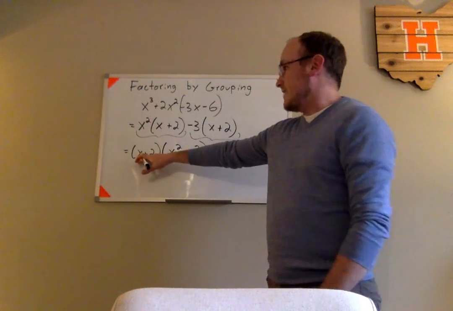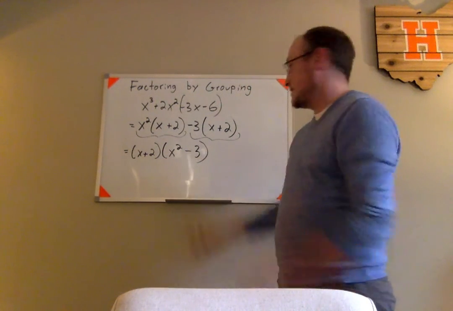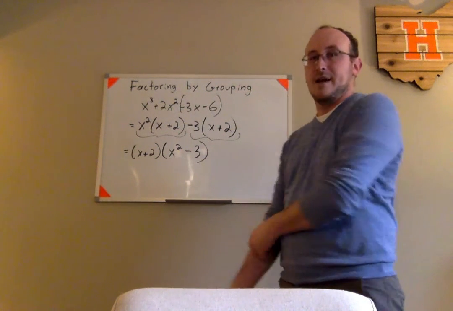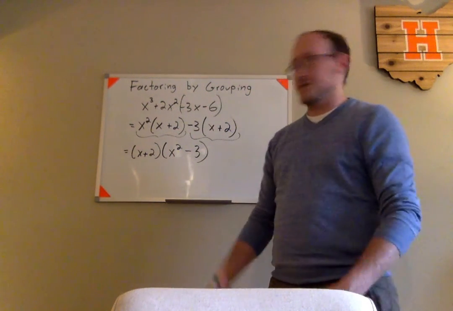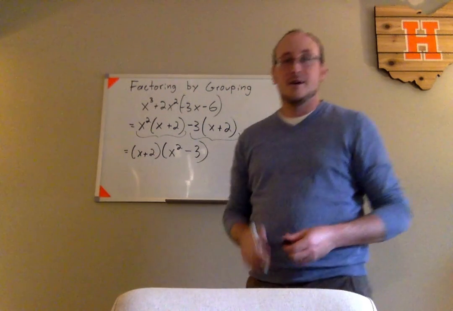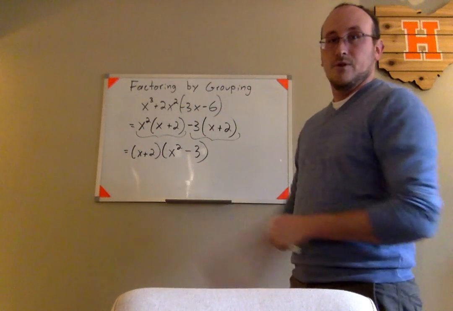I have a linear factor here, I have a quadratic factor here. But this is not going to break down using any of our traditional types of factoring that we've been looking at. Sure, I could technically factor x squared minus 3 as a difference of squares if you wanted to use some radical expressions in there, but I don't need to worry about doing anything like that at this point. So, it's an overview of factoring by grouping.